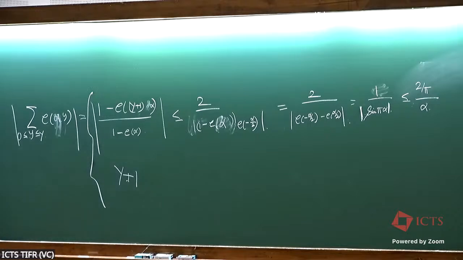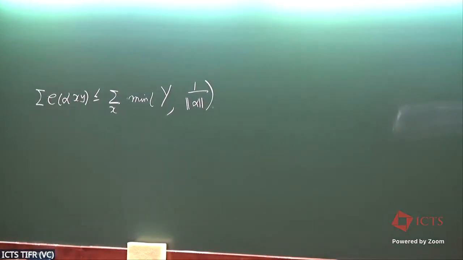Okay. And now I come back to this problem. Therefore, at least one sum I know how to do. Now I have to do both the sums. Therefore, now let's look at the sum of e(alpha xy). This is equal to the summation over x. The summation over y I have already done, which is the minimum of capital Y and 1 over norm alpha x.